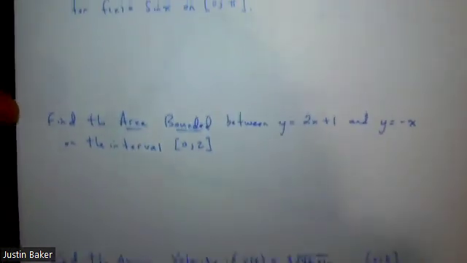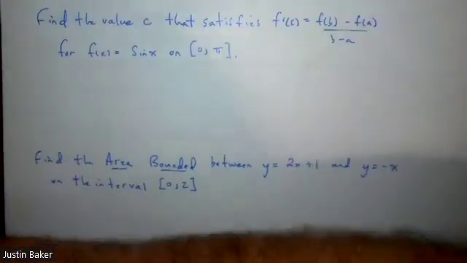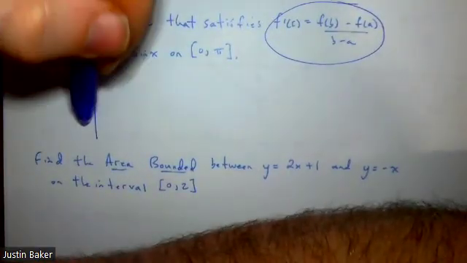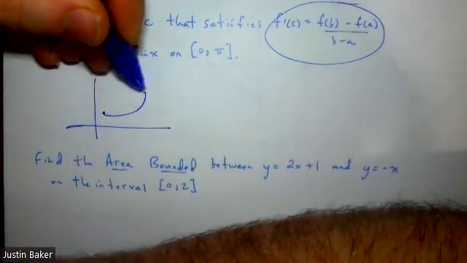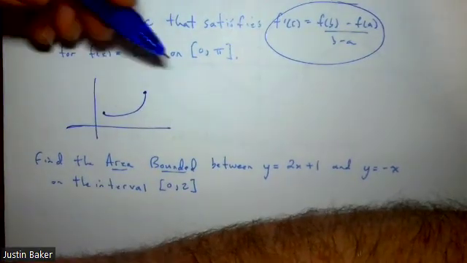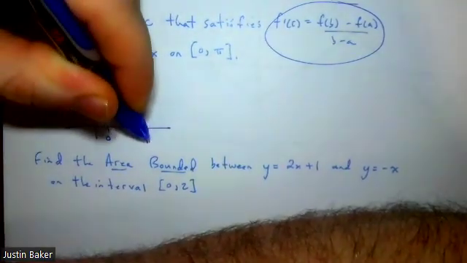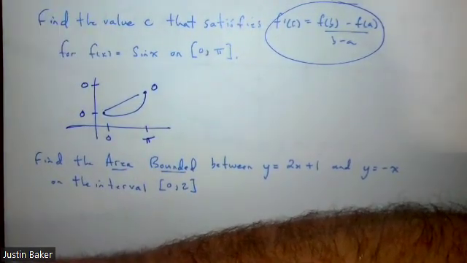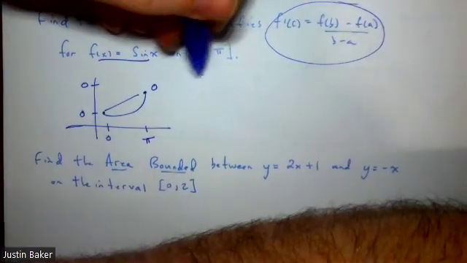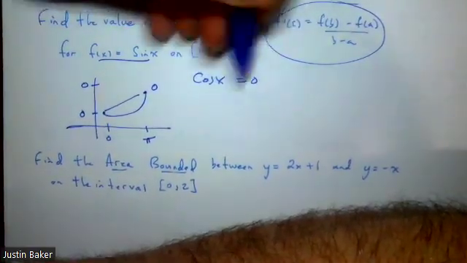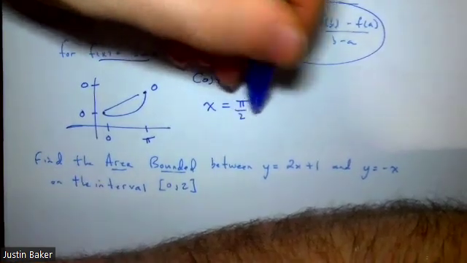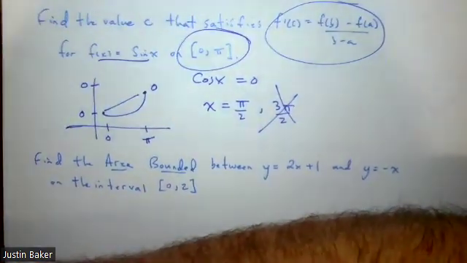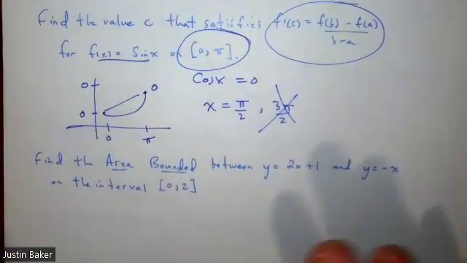So we looked at most of this in class. If we want to find the value C, this is MVT. We should make a graph, make a curve, and then what do we got? From 0 to pi. If we plug those in, that's 0 and 0, which means the slope is going to be 0. So we should take the derivative, which is cosine x, and set it to 0, and that produces pi over 2 and 3 pi over 2, but I'm going to scratch that out because only pi over 2 would fit in that interval.